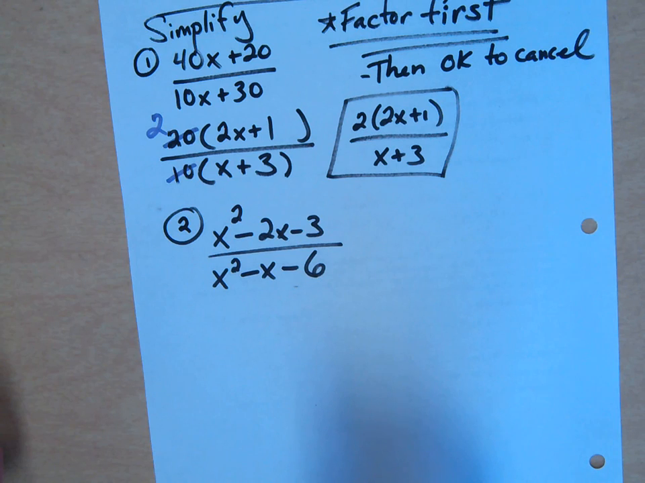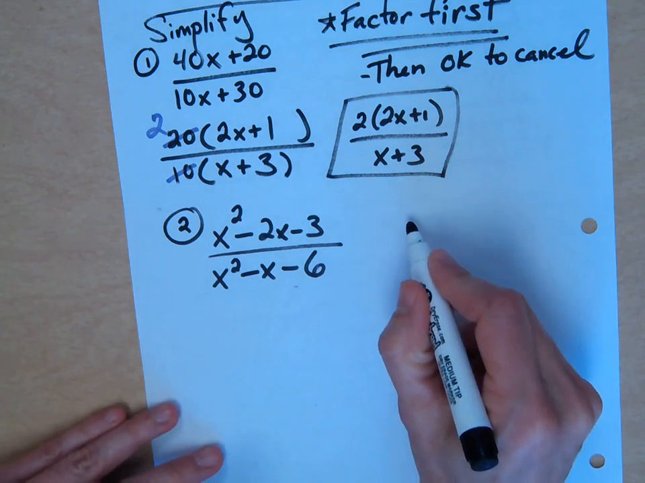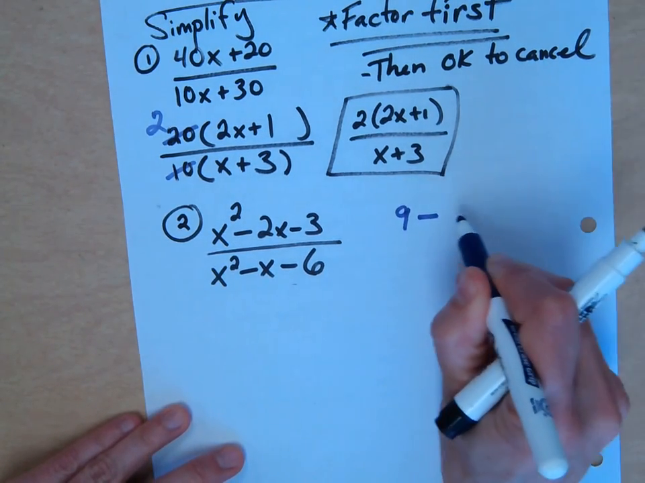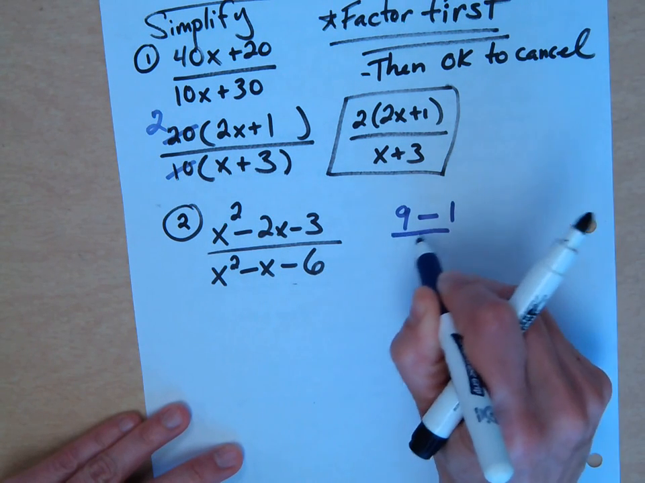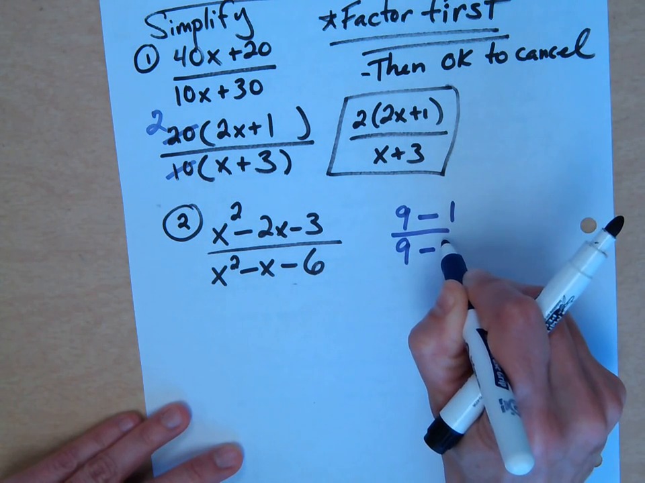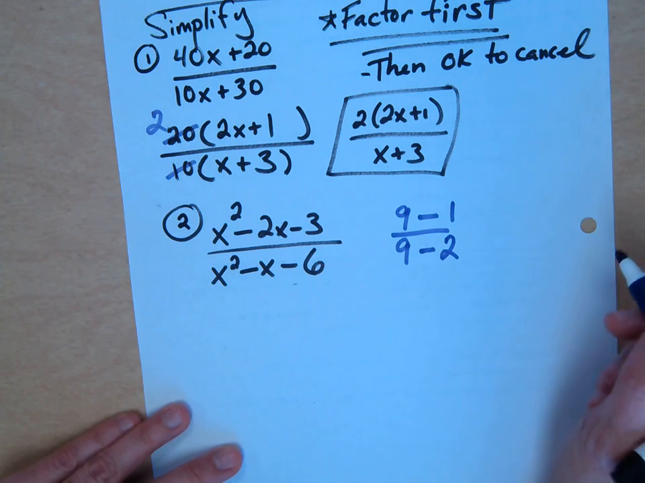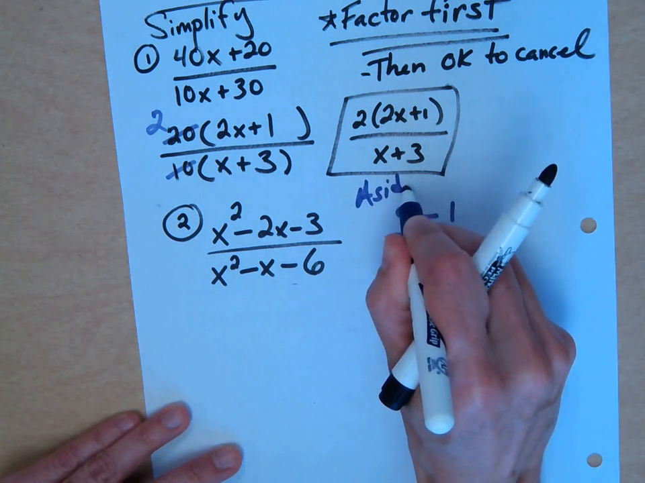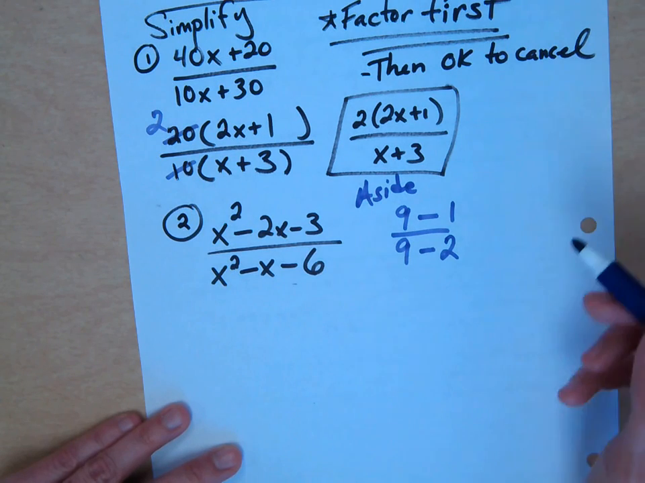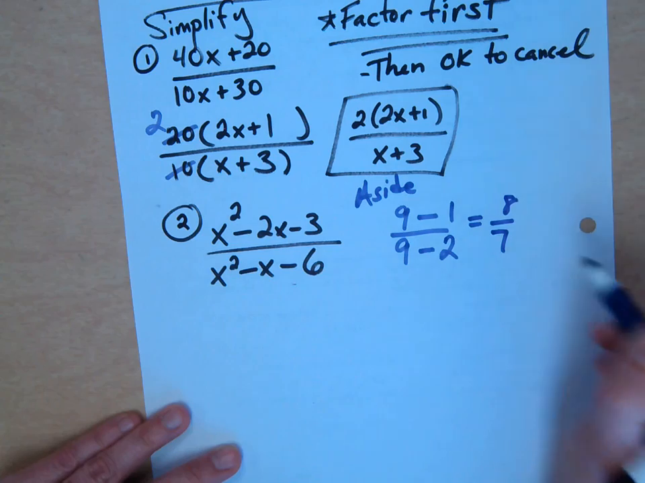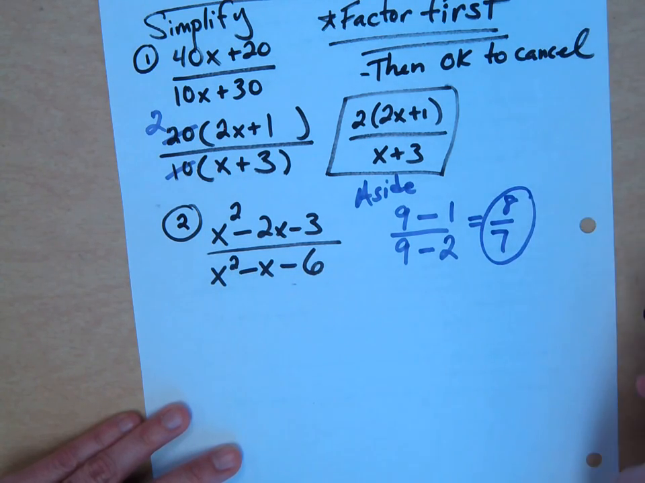Okay, so what do we do instead? Let me try to show you why really quickly. This is off the top of my head, so it may or may not work. Let me try this. 9 minus 1 over 9 minus 2. Let's see if this works. This is just a side. What does this really evaluate to? That really evaluates to 8 over 7, right? And that's the correct answer.